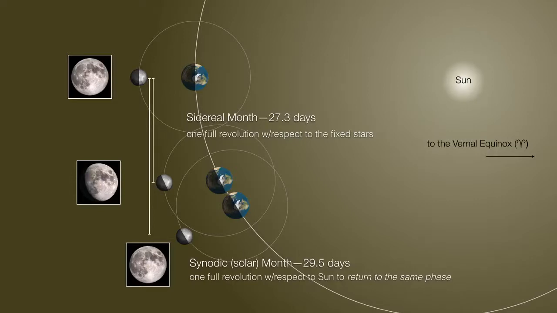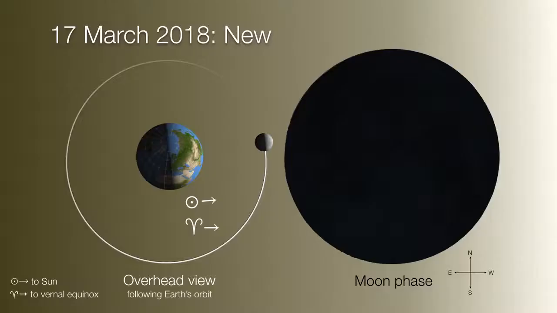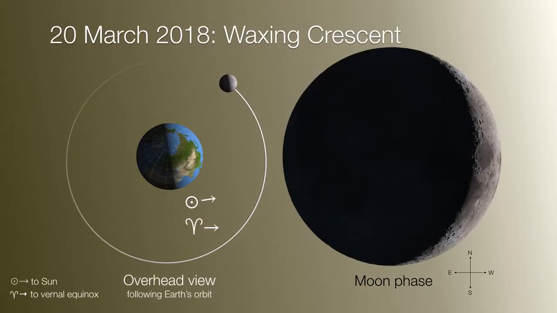So there's a difference. When we say a month, the first question we have to ask ourselves is, well, what do we mean by month? So let's imagine the phases. Now we're going to take a split screen view, you might say. We have the Earth and the moon on the left. We have the phase of the moon as it appears on the right. And you notice I've drawn a symbol representing the direction to the sun and a second symbol representing the direction to the vernal equinox. So we start out with the new phase and we proceed to the waxing crescent.